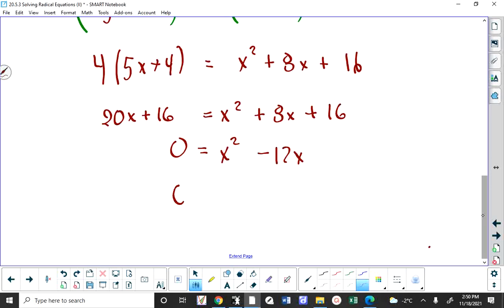We can factor an x out and be left with x minus 12. That tells us that x is equal to 0 and x is equal to 12. Or is it? We have to check, right?